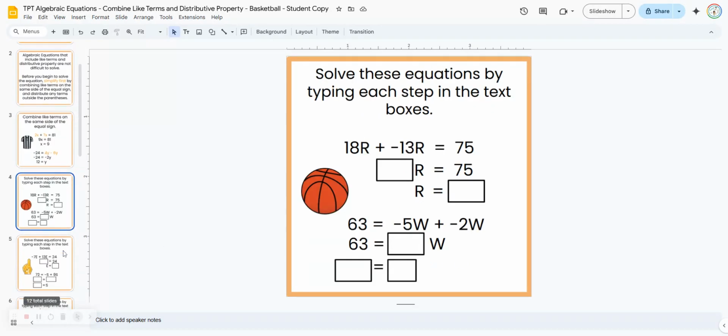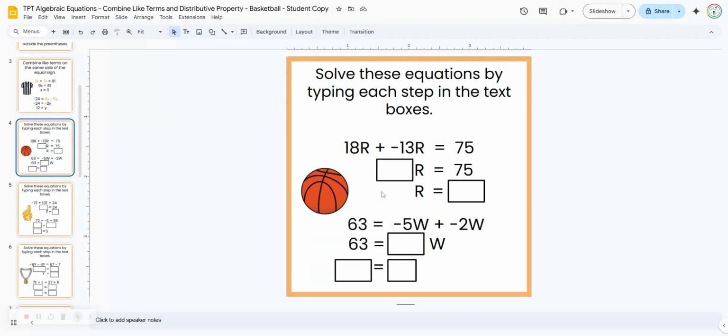Students are going to start on slide 4, and they're just going to type their answers into the text boxes. So here we have 18r plus negative 13r. That gives us 5r, so they're just going to type in a 5. Now we just have a one-step equation to solve. Same thing here. We're going to combine negative 5w plus negative 2w, which gives us negative 7w. And then they can go ahead and solve that.